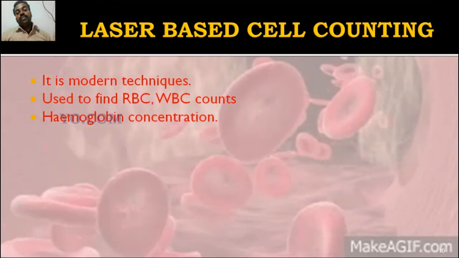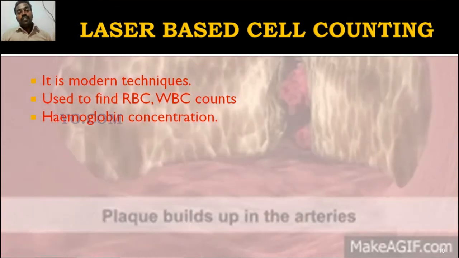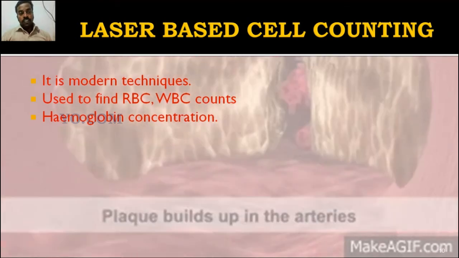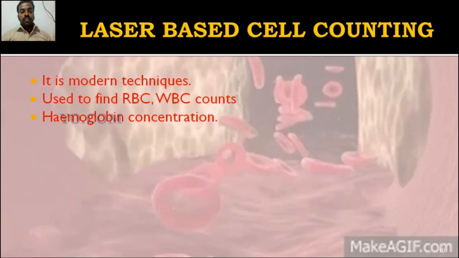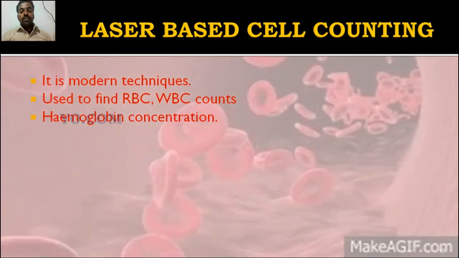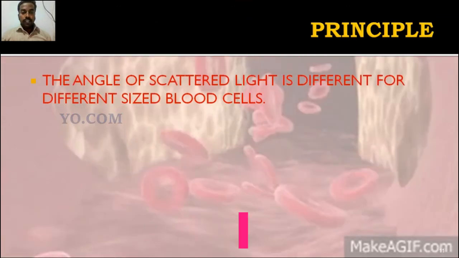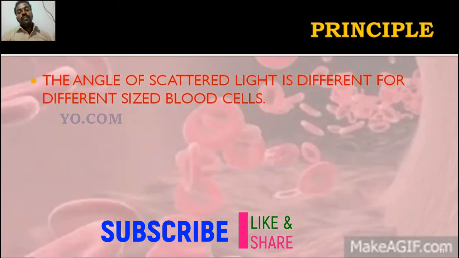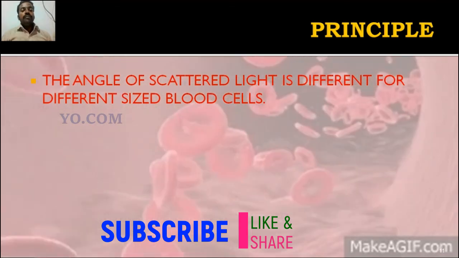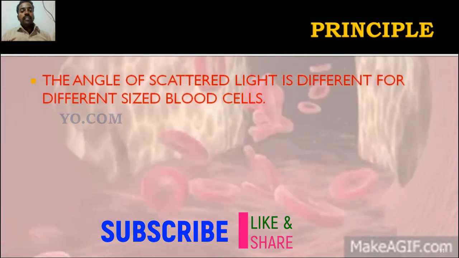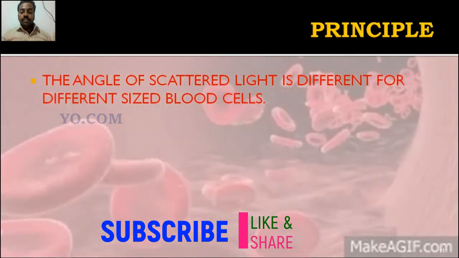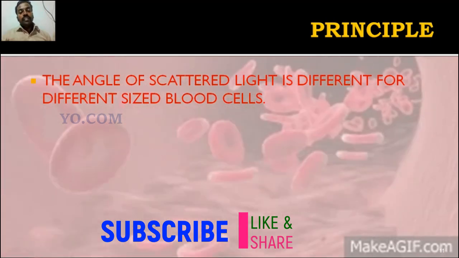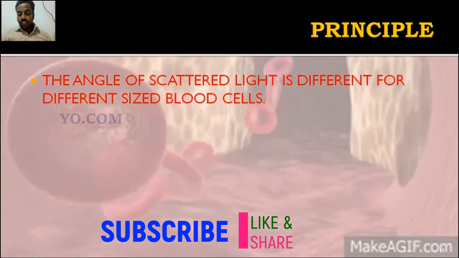The laser based cell counter is a very modern technique. By using it, we can find the count of red blood cells, white blood cells and hemoglobin concentration. How does it work? The principle of the laser based cell counter is that the angle of scattered light is different for different sized blood cells. According to the different reflected or scattered light, we can get the count value.